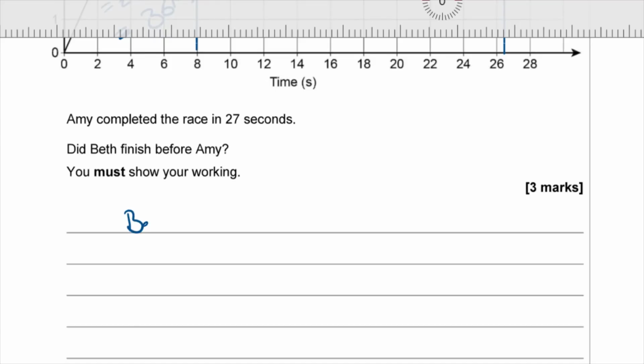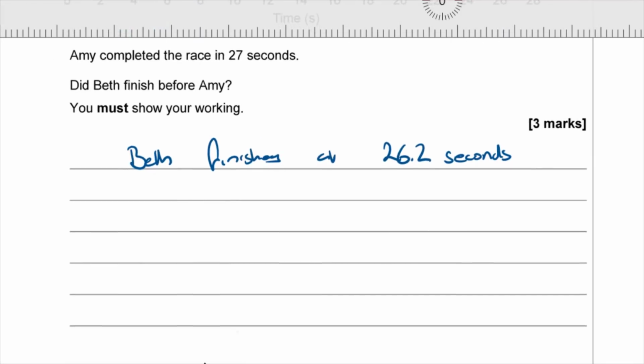So Beth finishes at 26.2 seconds. So did she beat Amy? Of course she did. She was 0.8 seconds quicker. So she does finish before Amy. Go Beth.